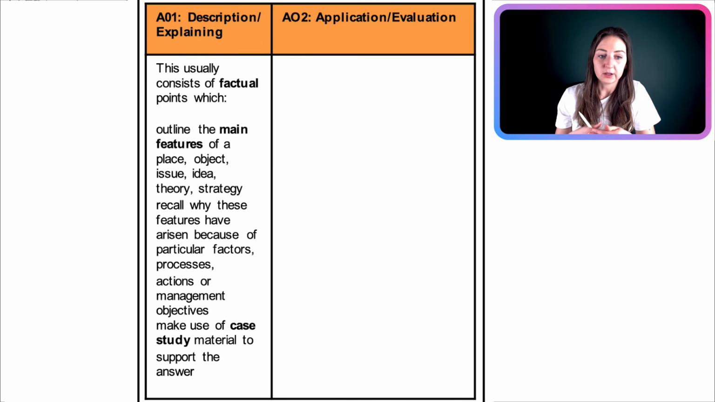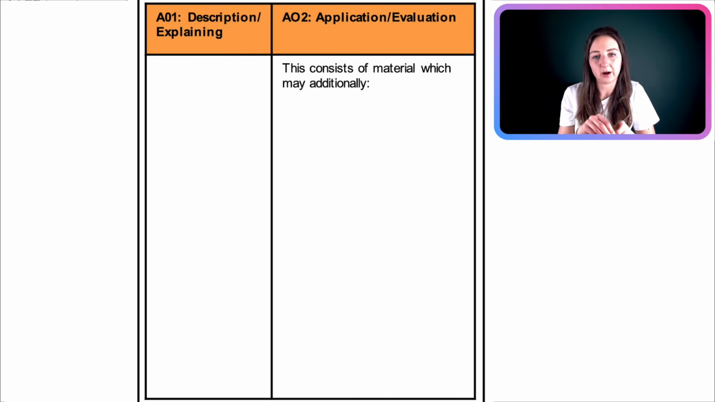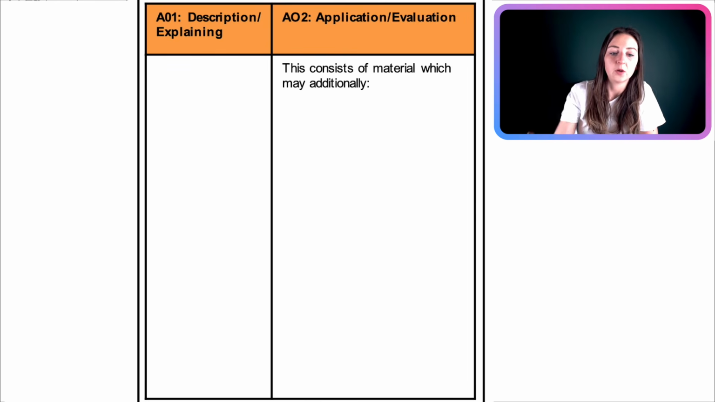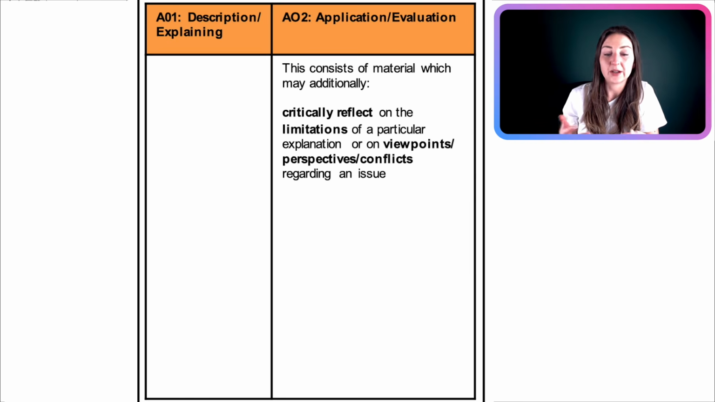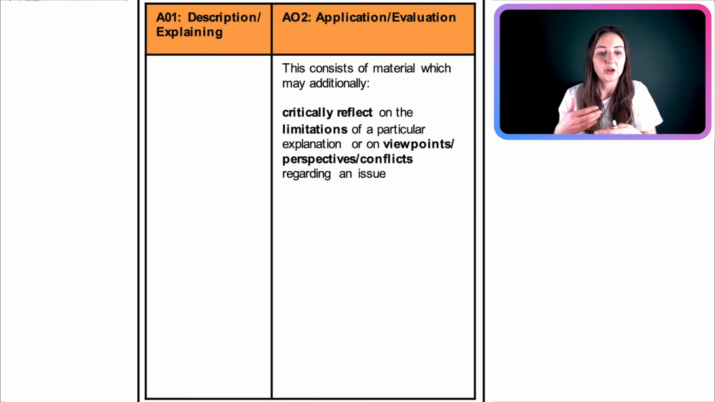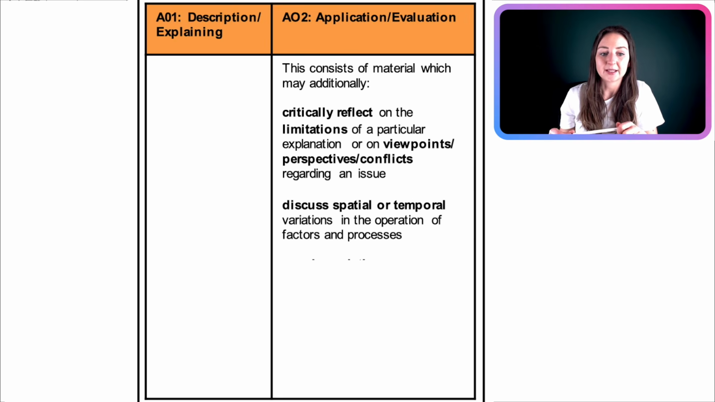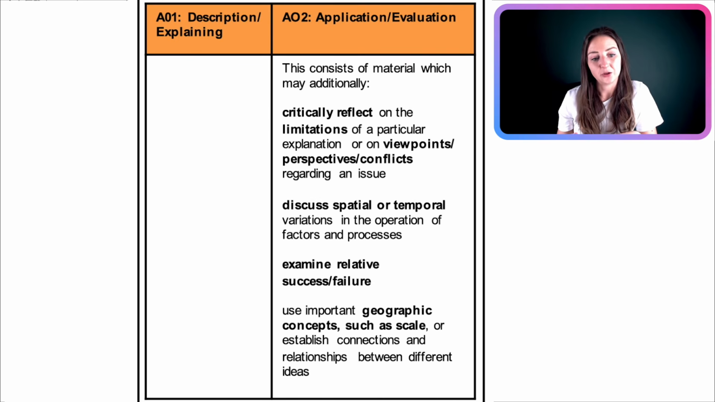So if AO1 is your knowledge and understanding, then AO2 is your application. So this is how do you apply that knowledge that you have to the situation, to the exam question. So are you actually answering the exam question? So you want to critically reflect on the limitations, this is part of being evaluative, looking at different viewpoints, perspective, or conflicts regarding an issue. Discuss spatial and temporal variation. So I'm going to talk about scale and spatial temporal because this is really important. Examine relative success or failure. Use important geographical concepts such as scale or established connections and relationships between ideas.